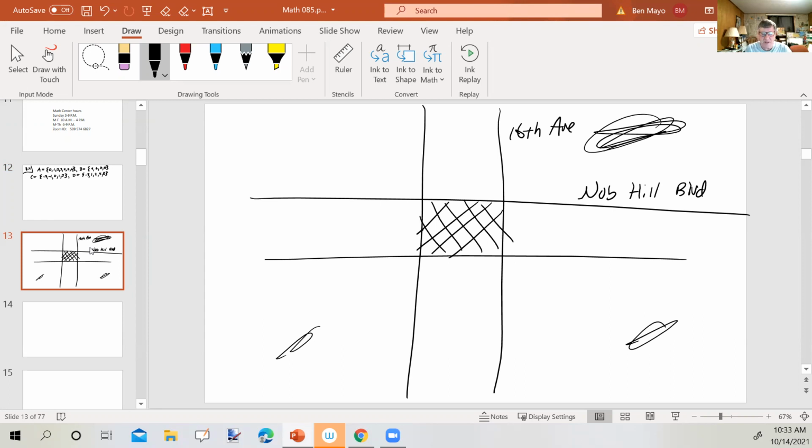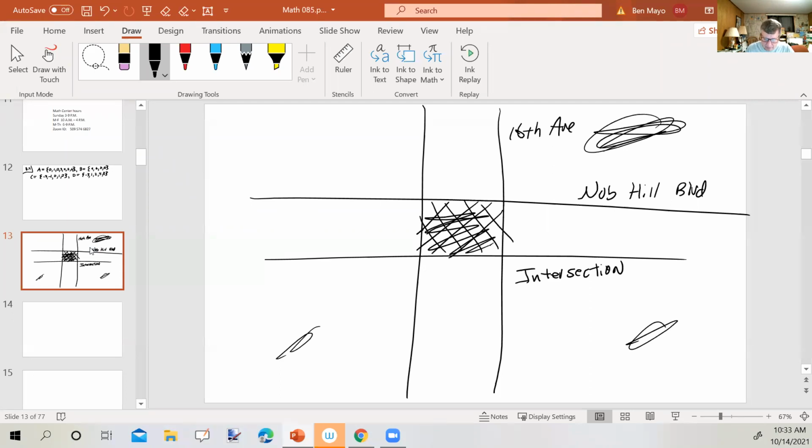is that part of 16th Avenue? Yes, it is. Is it part of Nob Hill Boulevard? Yes, it is. It's what we call the intersection of 16th Avenue and Nob Hill Boulevard. It's the part that is in both of them simultaneously or at the same time. So again, this piece of property right here is part of Nob Hill Boulevard and is part of 16th Avenue. So the intersection is where two sets overlap.